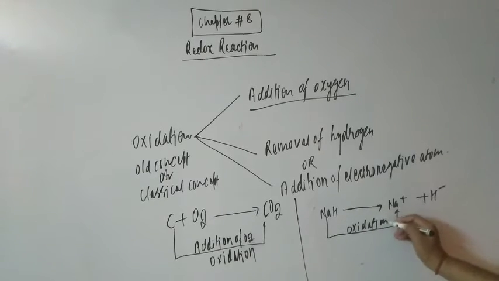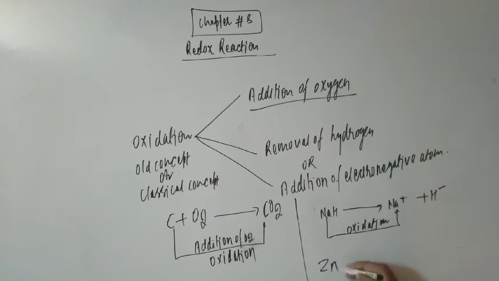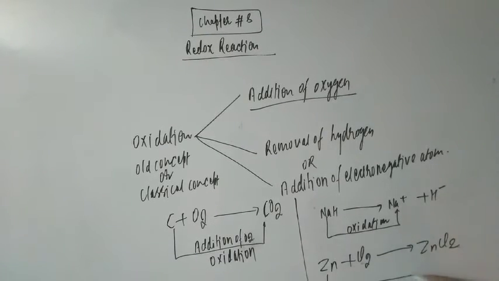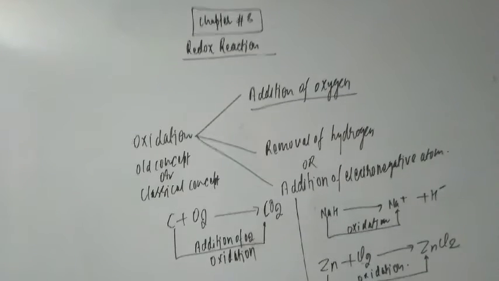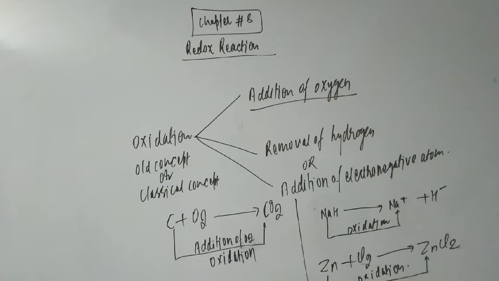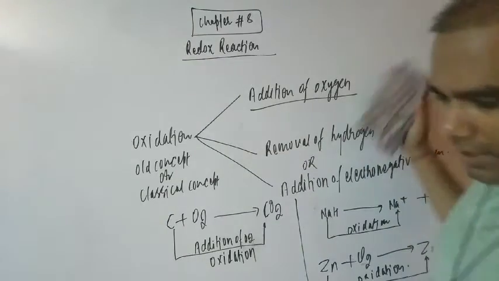Oxidation. Suppose I have Zn and I am treating it with chlorine, so it forms ZnCl2. So here an electronegative atom got added, and this is also known as oxidation. So this is what we understood, the meaning of oxidation and the meaning of reduction.